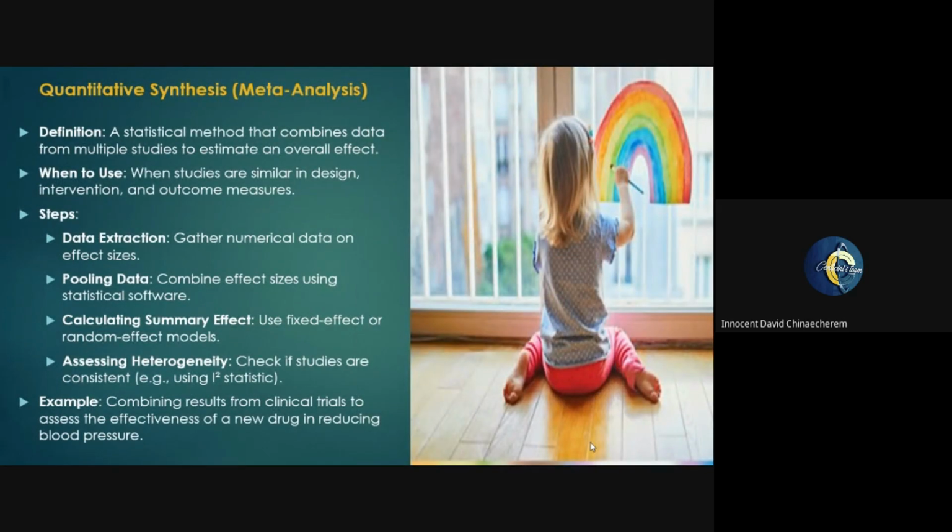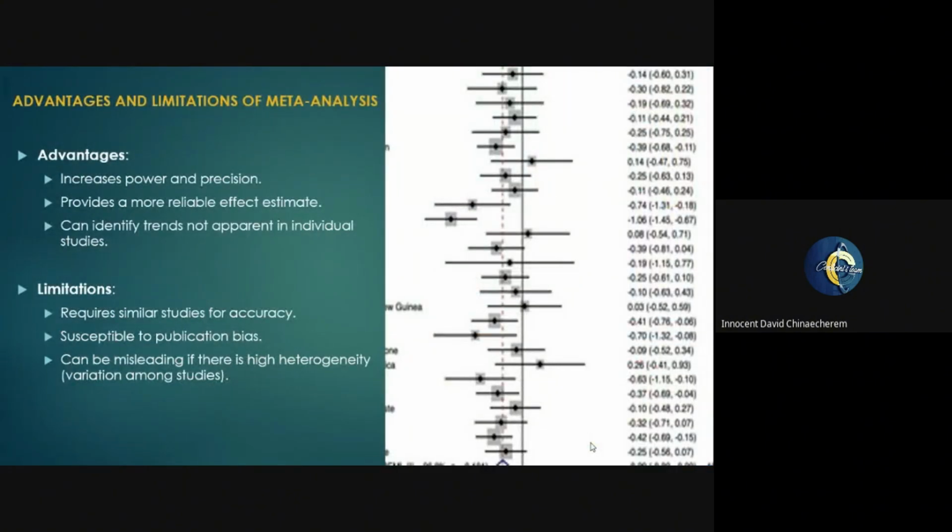We said that for quantitative synthesis, meta-analysis is used whenever we want to take studies that have similar outcomes and similar designs. Some of the advantages are precision and a more reliable effect estimate, which provides trends. The limitations are susceptibility to bias, the need for similar studies for accuracy, and it can be misleading if there is high heterogeneity.